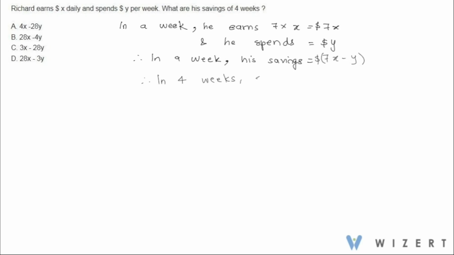In 4 weeks, therefore, savings will be equal to 4 multiplied by 7x minus y dollars, which is equal to 7 fours are 28x minus 4y dollars. So answer is option B.